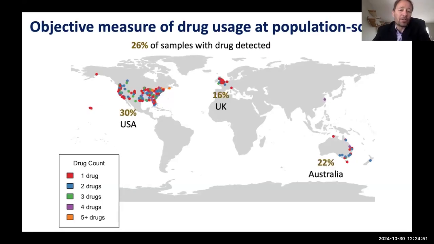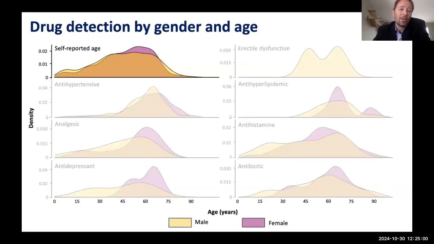In total, we found drugs in 30% of the individuals in the USA, 16% in the UK, and 22% in the Australian samples. Because there's a lot of metadata associated with American Gut, we can compare it to, let's say, self-reported age, as well as whether they're male or female. You can see that erectile dysfunction drugs are only observed in males from the age of 30 to about 75. So that was quite satisfying to see.